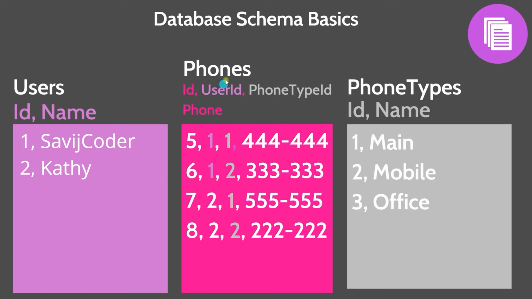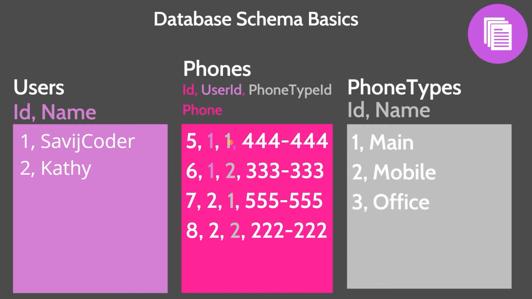So my user ID would be number 1, which is Savage Coder. So this phone number belongs to Savage Coder. The next column that I have is the phone type ID, which is also a 1, which says this is the main phone type. And then that phone becomes the phone number. So what this says is this is the phone number for Savage Coder, and it's of type main phone.